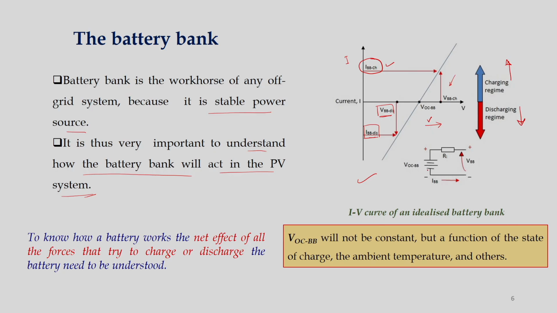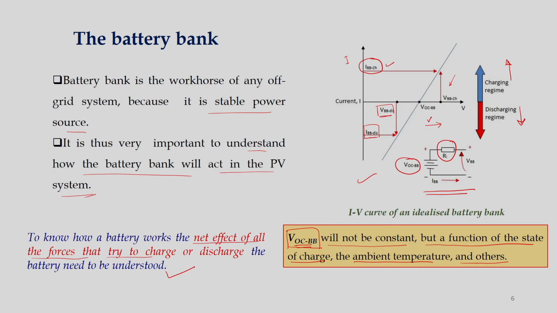So, this is a simple circuit diagram. This is the supplied voltage, internal resistance will be there in the batteries, and this is the output voltage. Normally, this V_OC,BB will not be constant, but a function of the state of charge, ambient temperature and other factors. But for our analysis we will presume that this V_OC,BB is constant. To know how a battery works, the net effect of all the forces that try to charge or discharge the battery needs to be understood.